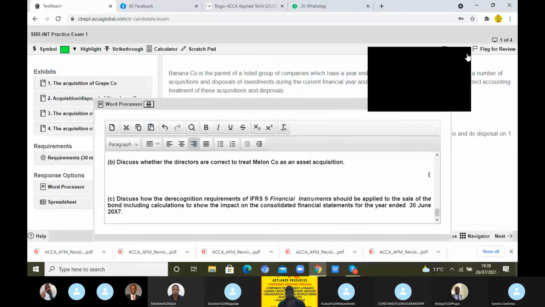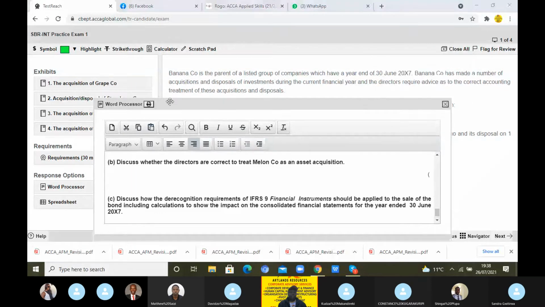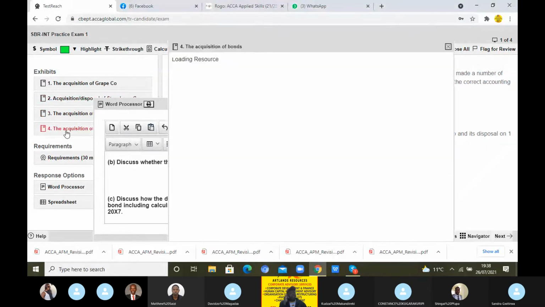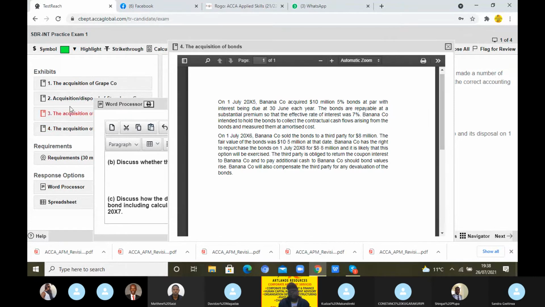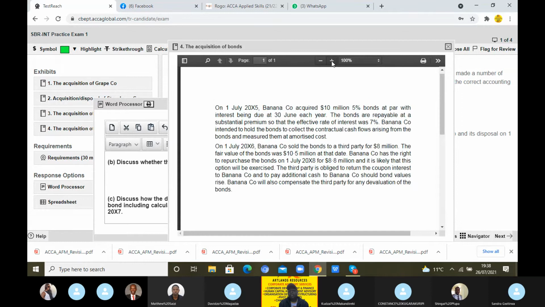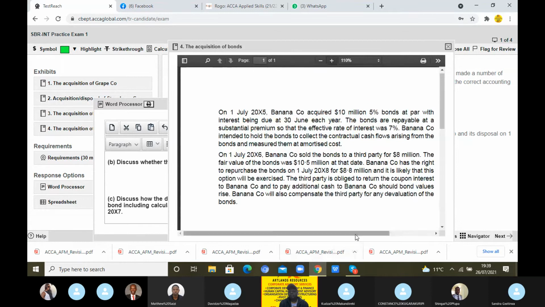So there you go. How do you go about it? You come to the bonds in question. It's 7 marks again for 2 paragraphs. An exhibit which is just 2 paragraphs is worth 7 marks.